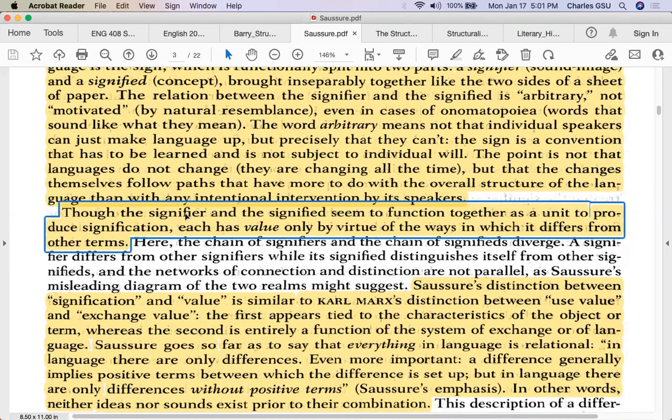So the signifier and the signified, the sound image and the concept, each has value by virtue that it differs from other terms. So the sound image of a tree versus the sound image of a cat, right? They're automatically different because, well, they conjure up different things, but they have value to us in terms of meaning or signification because there is difference.